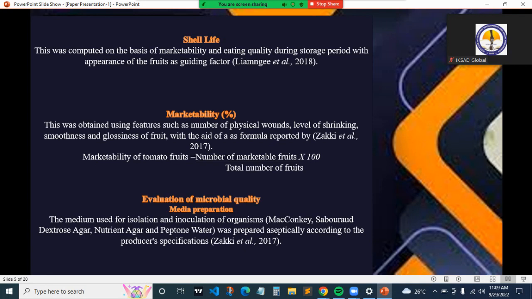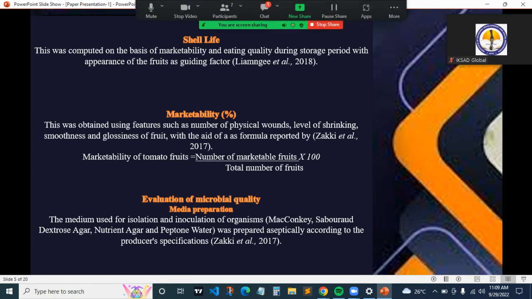So we also did shelf life. This was computed on the basis of marketability and eating quality during storage period, with appearance of the fruit as guiding factor. We also did marketability. We checked for physical wounds, level of shrinking, smoothness, and glossiness of fruit with the aid of a formula as reported by Zaki et al. So we also did this, and we checked evaluation of microbial quality.